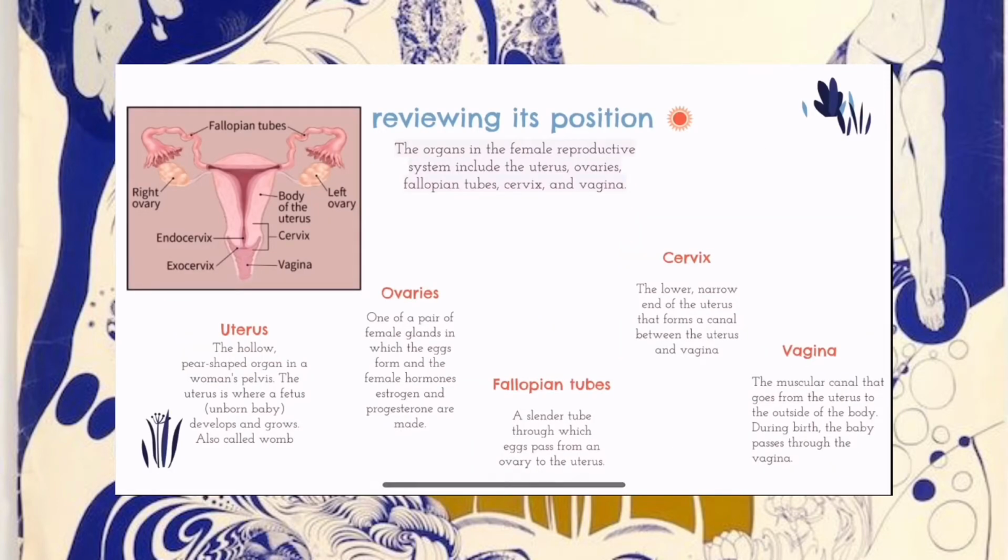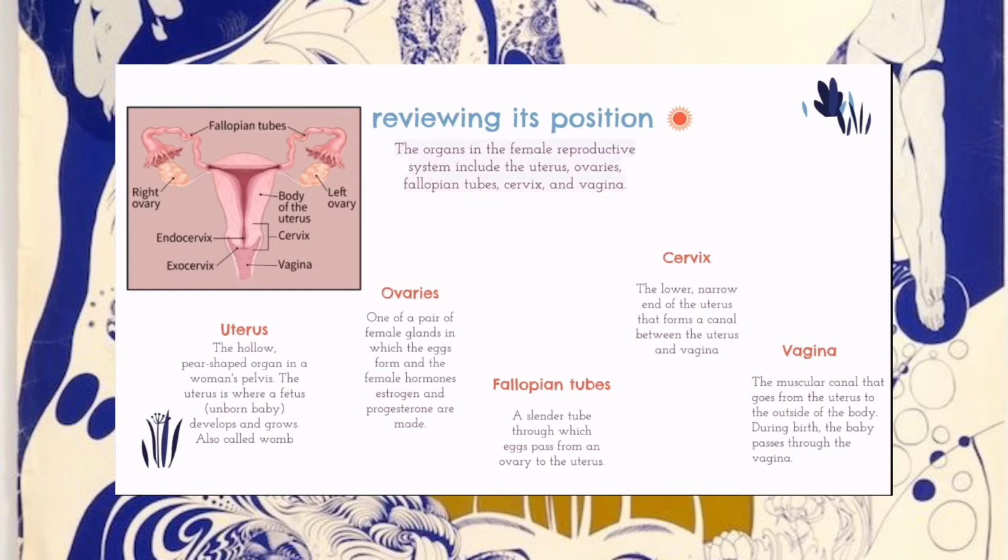Reviewing its position. The organs in the female reproductive system include the uterus, which is a hollow, pear-shaped organ in a woman's pelvis. The uterus is where a fetus or an unborn baby develops and grows. It is also called the womb. Ovaries are a pair of female glands in which the eggs form and the female hormones estrogen and progesterone are made. Fallopian tubes are slender tubes through which eggs pass from an ovary to the uterus.